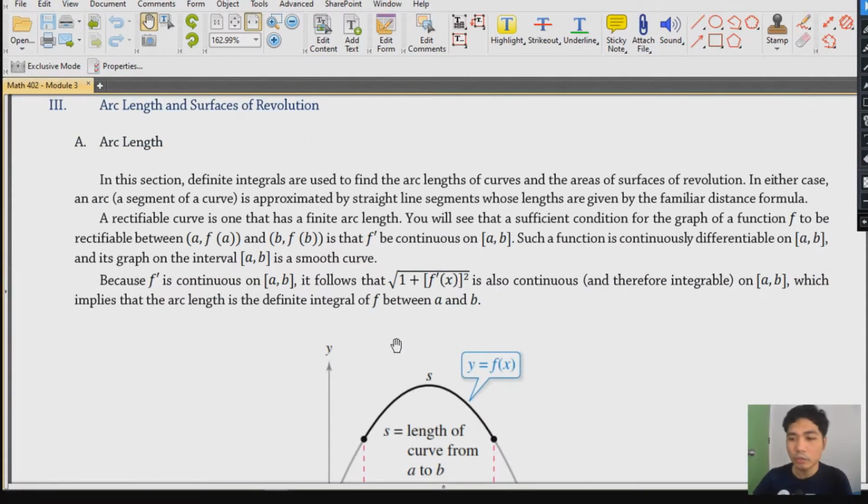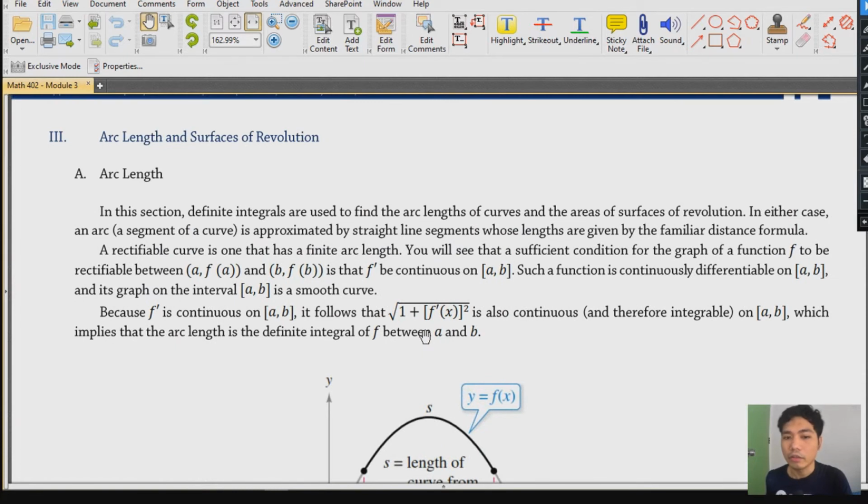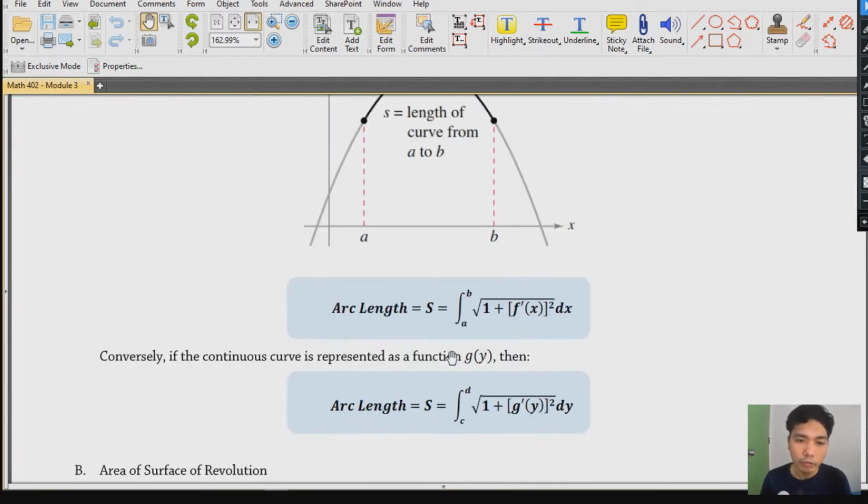So in this section, we'll be dealing with the arc length and surfaces of revolution. So simple lang naman yung approach natin dito, no? For arc length, we'll be utilizing two formulas here.